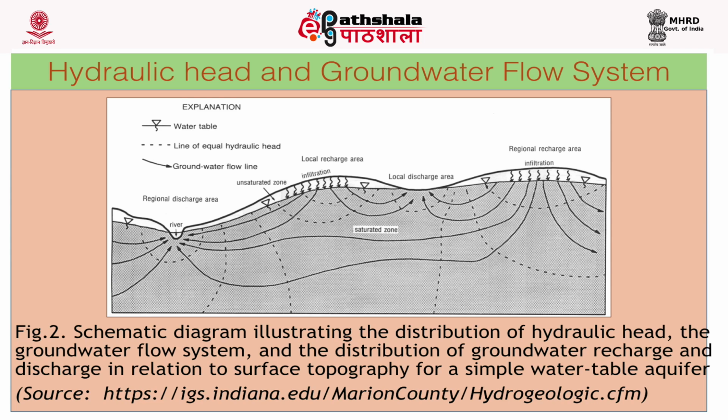If you look at the middle of the diagram, there you can see the local discharge area, that is shallow. In this picture we can see the river acts as a regional discharge area. A river or major stream can act as a major regional discharge area, while a small stream or seep can act as a local discharge area, where your water table intersects your land surface.